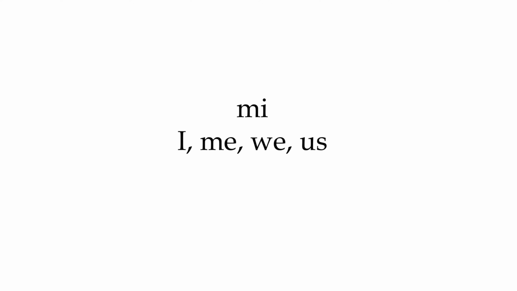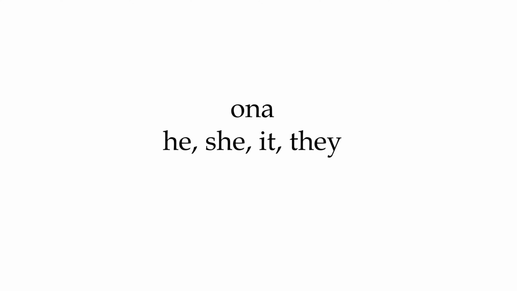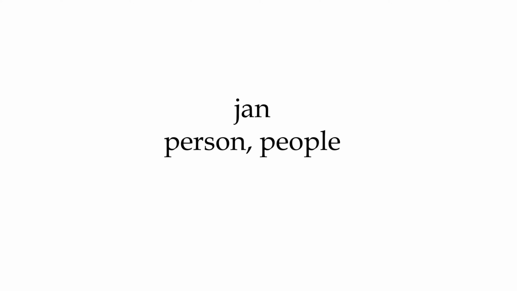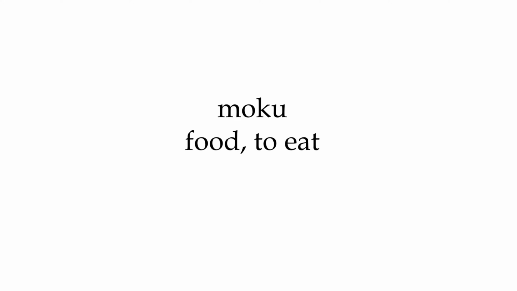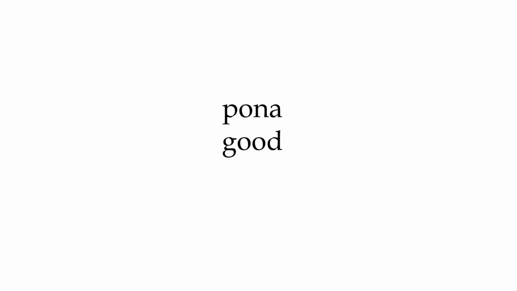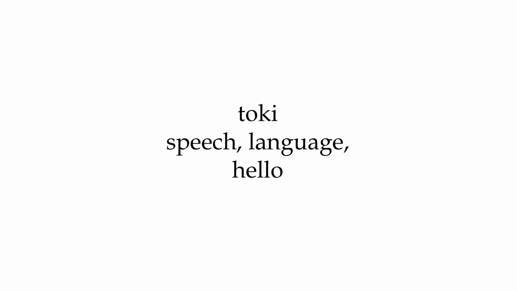Toki. Alright, now that you know how to pronounce Toki Pona words, you need to know how to create sentences. First, you need to learn a few Toki Pona words. Mi is I, me, we, or us. Sina means you. Ona means he, she, it, or they. Jan is person or people. Moku is food or eat. Pona is good. Ike is bad. Ijo is thing. Toki is speech, language, or hello. Suno is sun or bright, and telo is water or liquid.